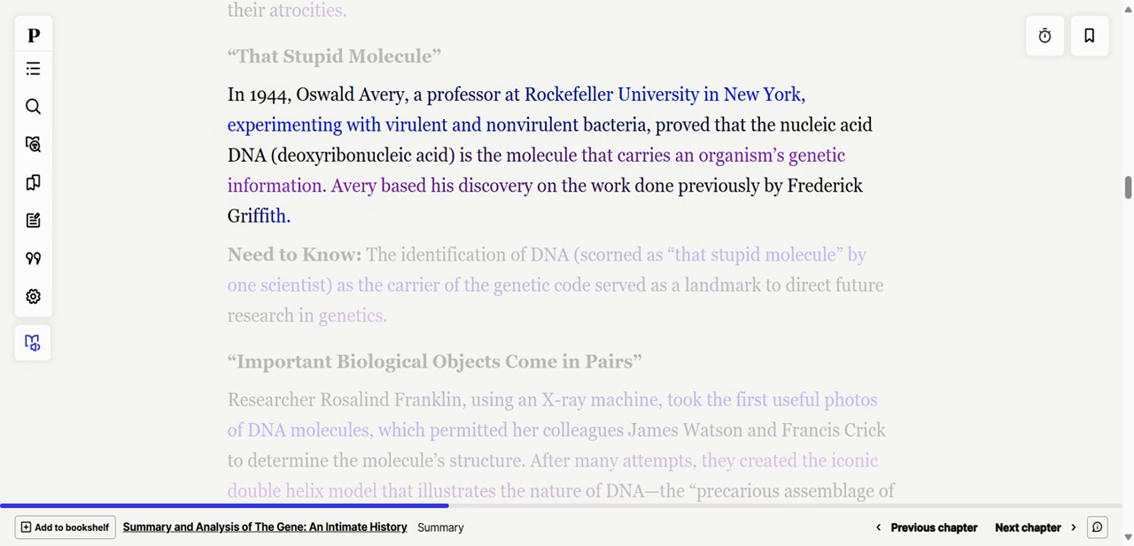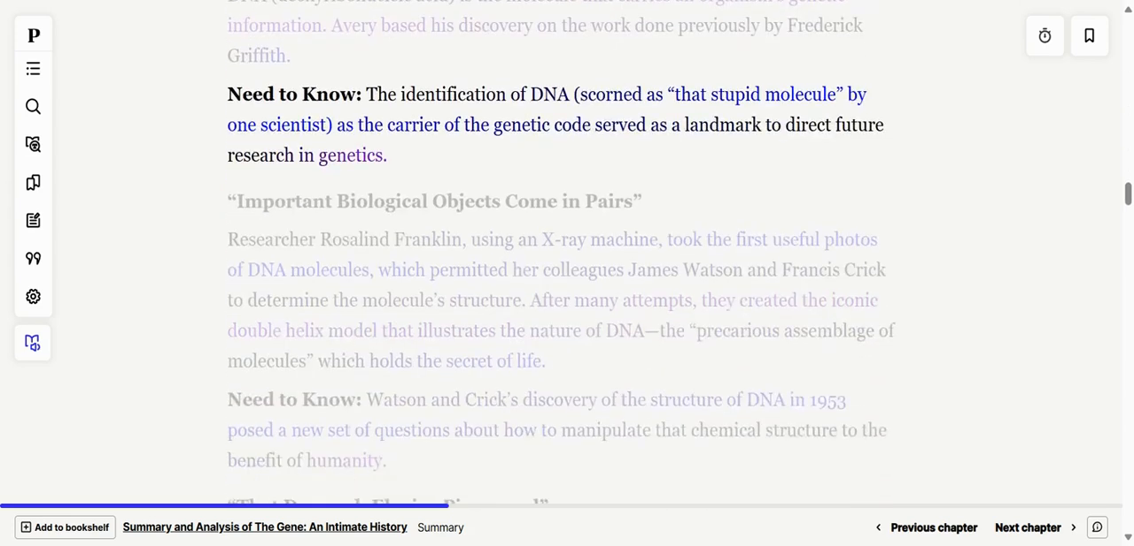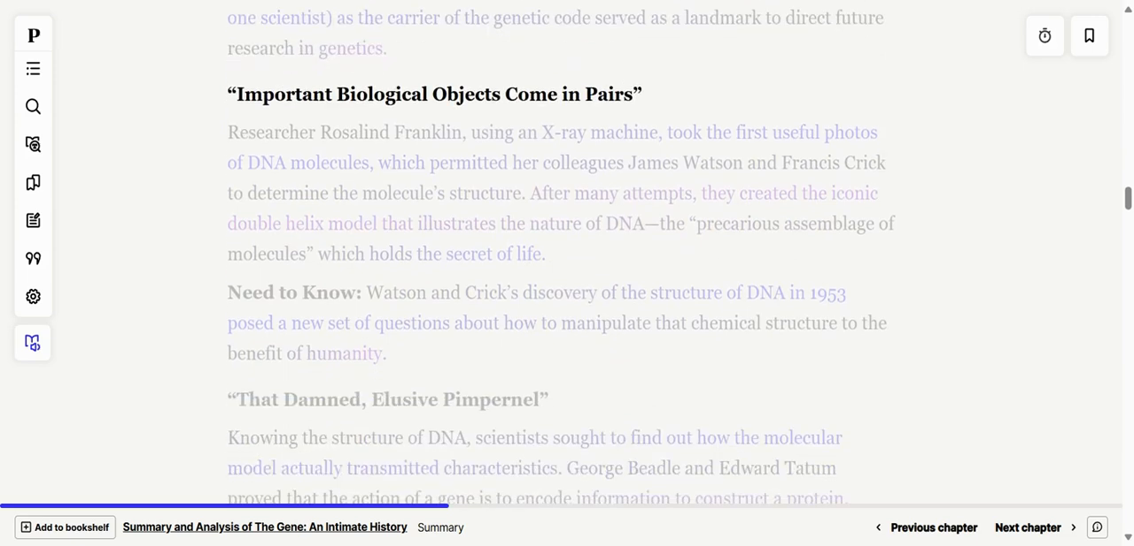Important biological objects come in pairs. Researcher Rosalind Franklin, using an X-ray machine, took the first useful photos of DNA molecules, which permitted her colleagues James Watson and Francis Crick to determine the molecule's structure. After many attempts, they created the iconic double helix model that illustrates the nature of DNA, the precarious assemblage of molecules which holds the secret of life.